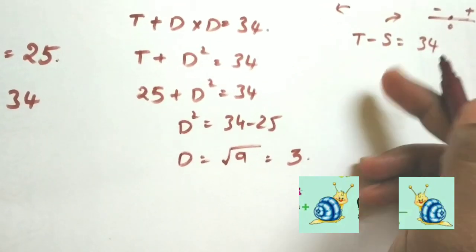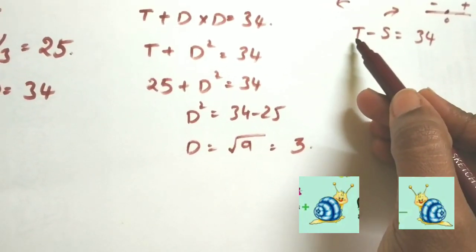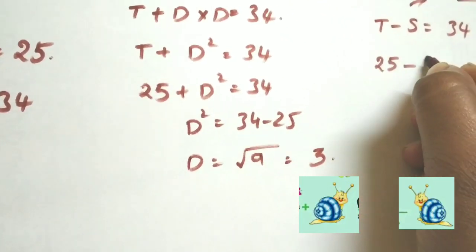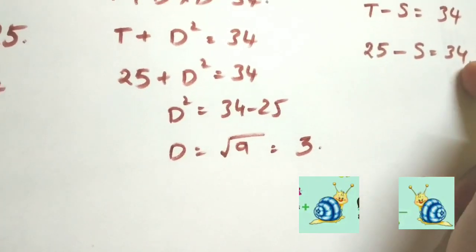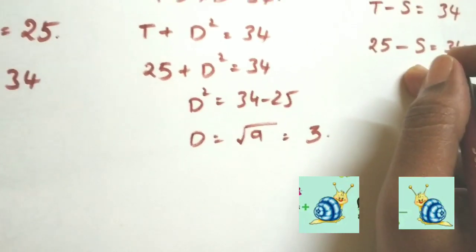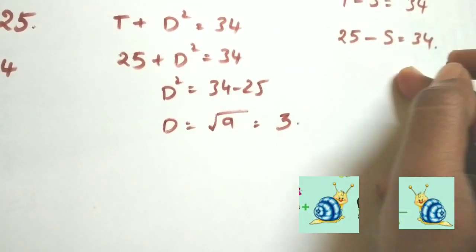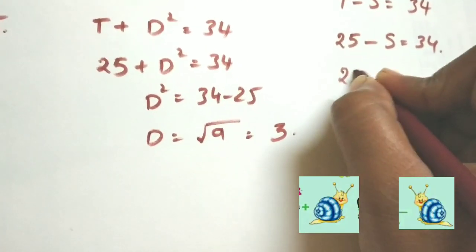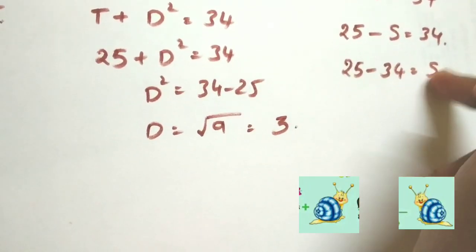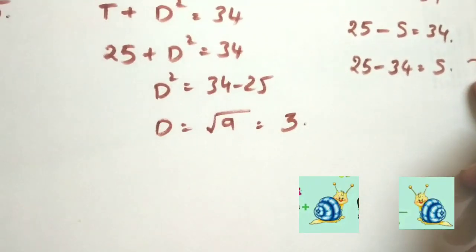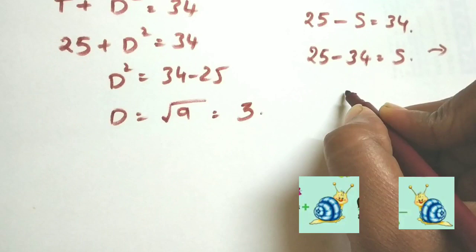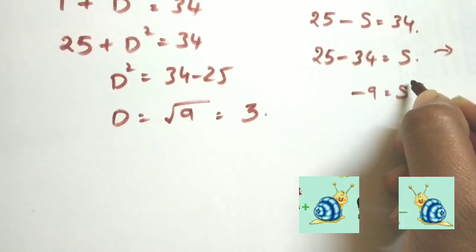That means if you want 34, in place of tortoise you already got 25, no? 25 minus s is equal to 34. To satisfy the right hand side 34, in place of s I should take minus 9. Then only minus into minus is plus 9, 25 plus 9 is equal to 34. That is equal to 25 minus snail is 34. That snail is in the direction it is watching. So if you are taking this side direction, you have to change the sign. 25 minus 9 is equal to snail is watching that side.